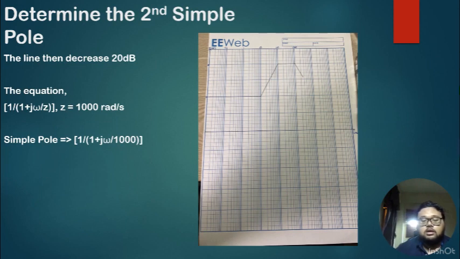Next we determine the second simple pole. From the plot, the line decreases 20 dB. So for the equation, 1 over 1 plus j omega over z, z is 1000 rad per second, which we got from the Bode plot. So the second simple pole equation is 1 over 1 plus j omega over 1000.